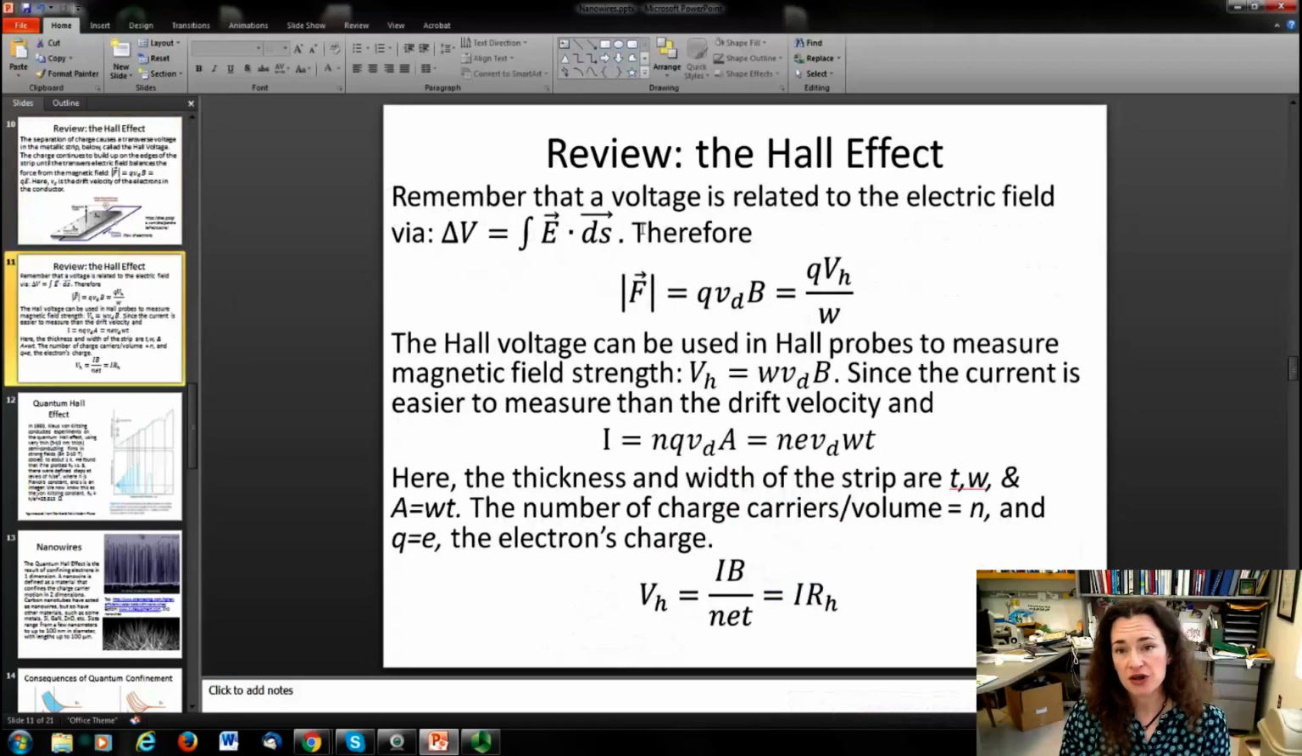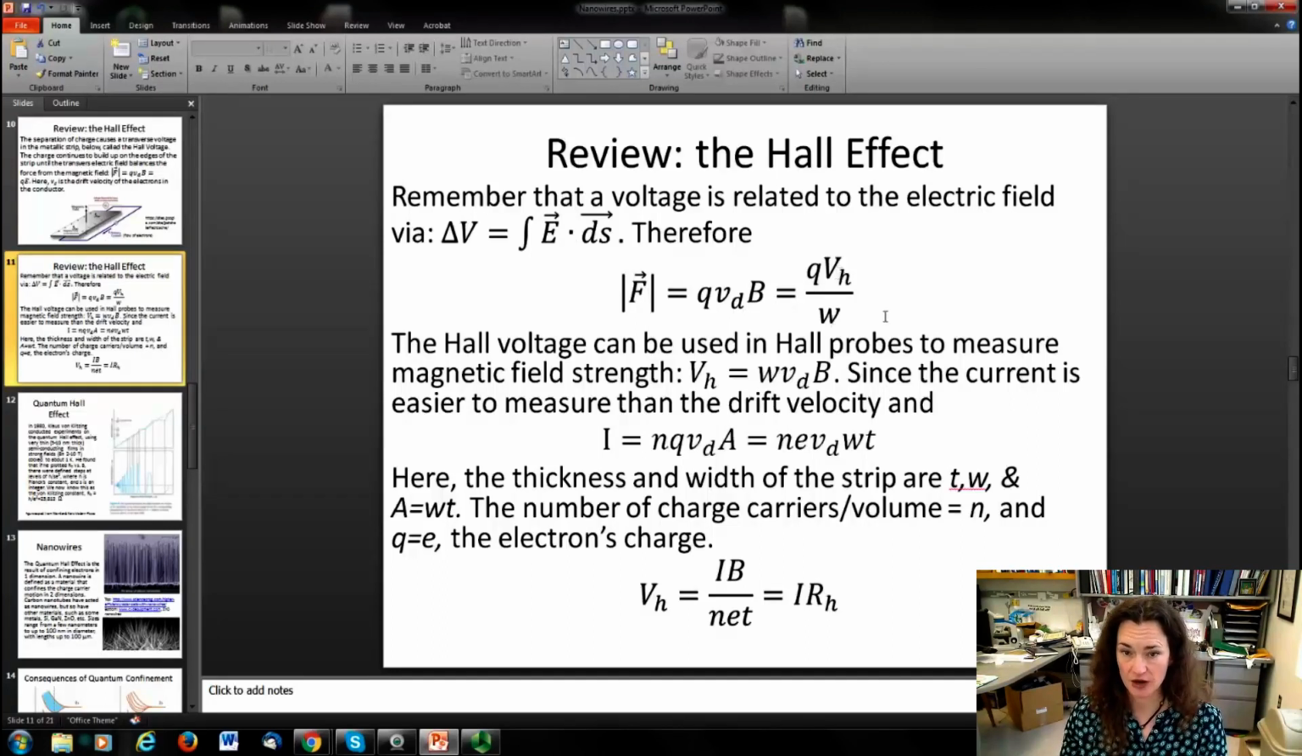Now remember that your voltage is related to your electric field. ΔV is equal to the integral of E · ds. And so if you were to write what your Hall voltage would be, it would be equal to your electric field times the width of your strip. So if you plug in for your electric field in that qv_D B = qE equation, then you would have qv_D B is equal to q times your Hall voltage divided by the width of your strip.